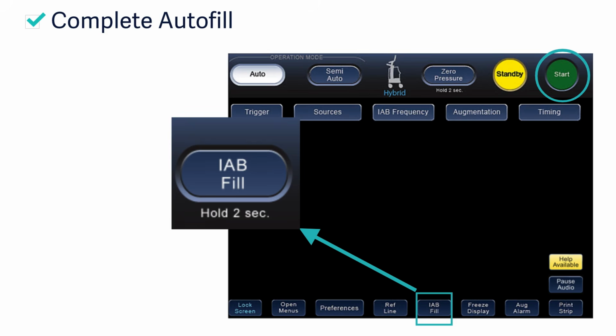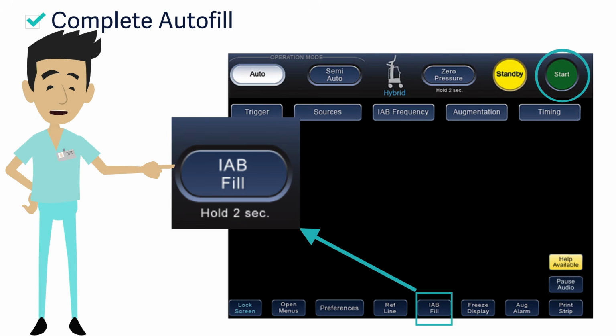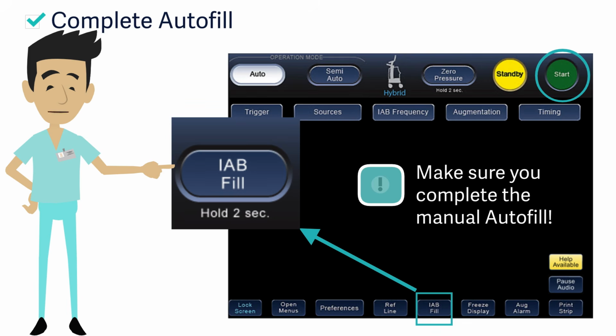This is important. If you don't complete the autofill, the alarm will reoccur. Remember, the autofill process purges and refills the IAB circuit with fresh helium. So make sure you press and hold the IAB fill key to complete the autofill. To successfully resolve this alarm, the autofill process must be completed.